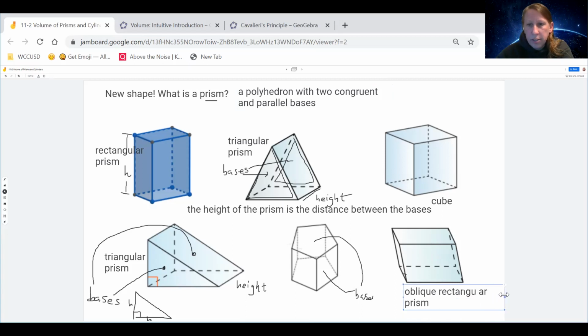Well, that's kind of an interesting idea. I wonder where the height of that one is. We'll find out.